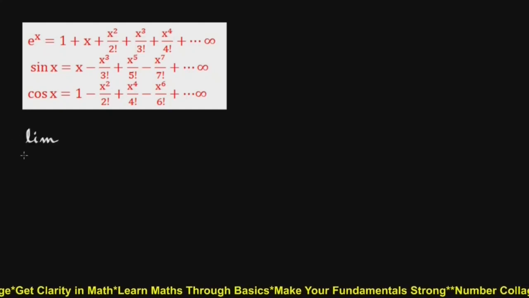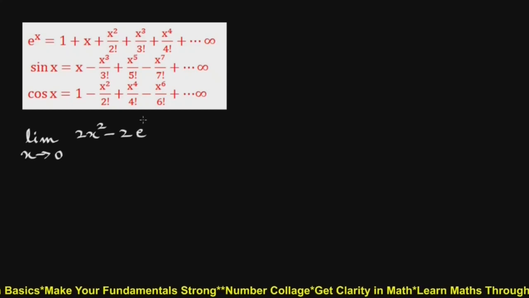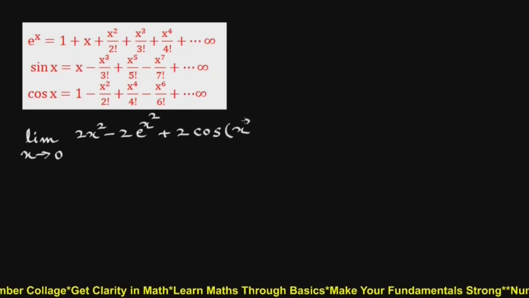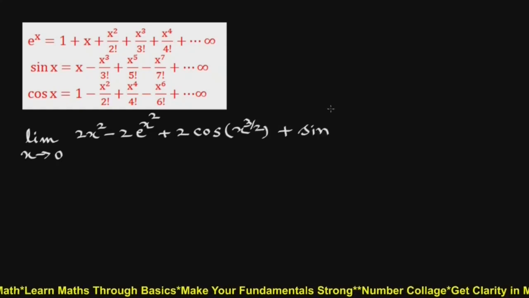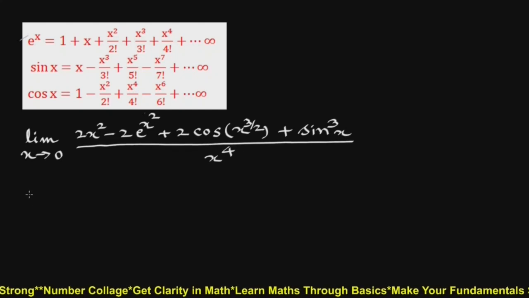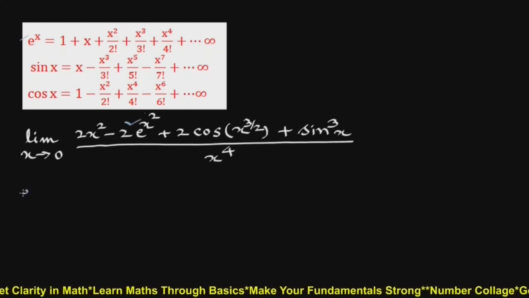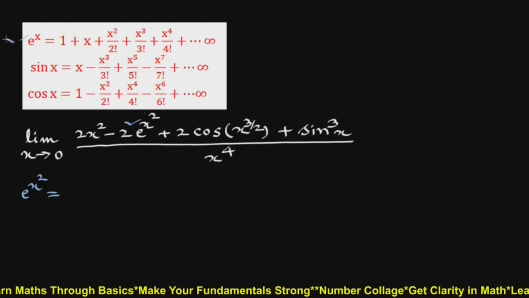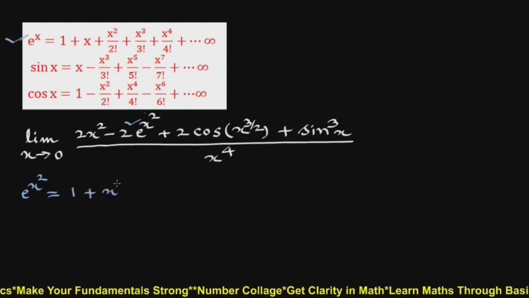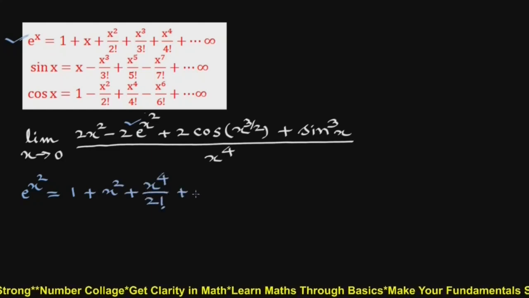Evaluate the limit as x tends to 0 of 2x square minus 2 e raised to x square plus 2 cos x raised to 3 upon 2 plus sin cube x, upon x raised to 4. First we will write the expansion of e raised to x square according to the expansion of e raised to x: 1 plus x square plus x raised to 4 upon 2 factorial plus so on and so forth.